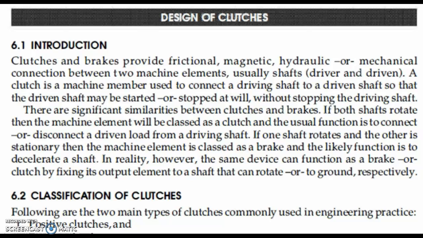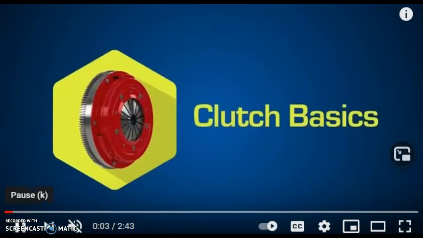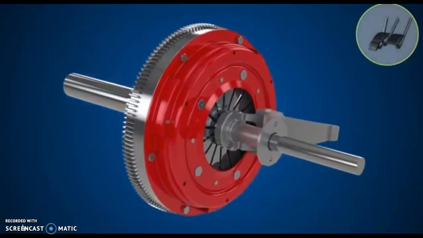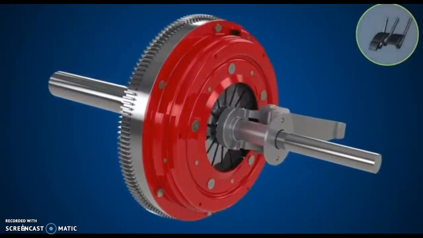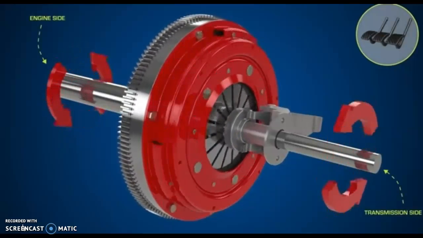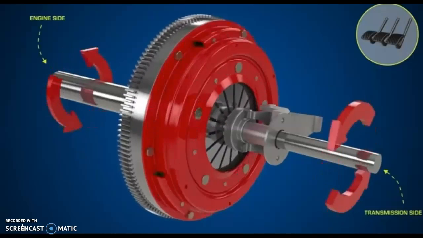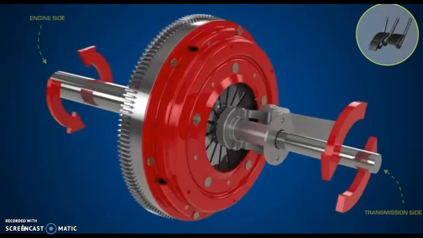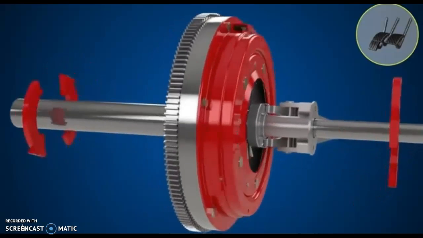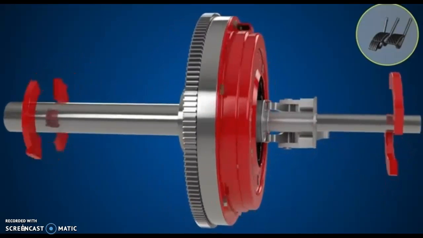Just listen. Listen to this video. These are the basic parts of a clutch. First one, there is a driver. That driver is from the engine side on the left section. Then there is a transmission side on the right side. In between, the red color is the clutch cover, and there are different elements in the clutch cover plate.